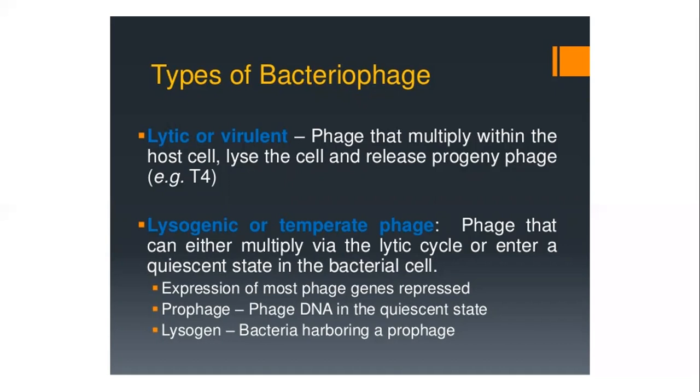The lysogenic phage has the typical characteristic that it transfers its genetic material inside the bacterium, and after transfer the genetic material of the virus can be incorporated into the genome of the bacteria, and this is known as lysogeny. When the phage DNA is inserted into the host bacterial genome and forms a quiescent state, it is known as the prophage.